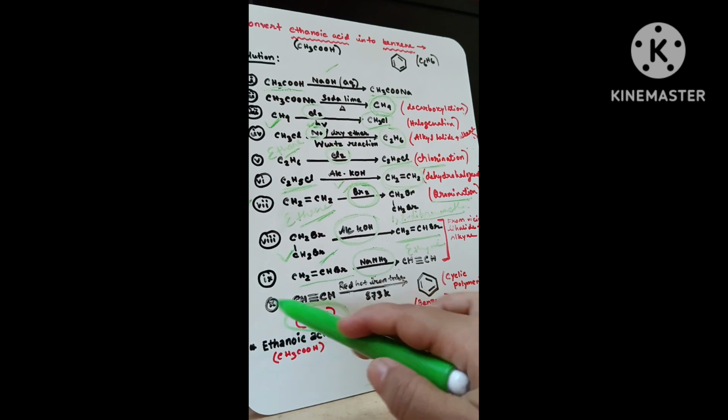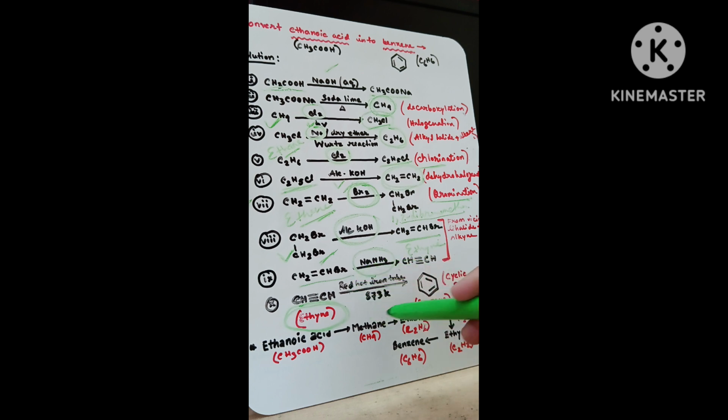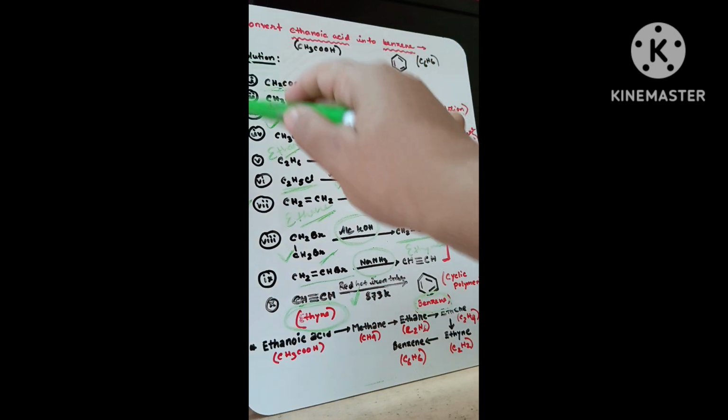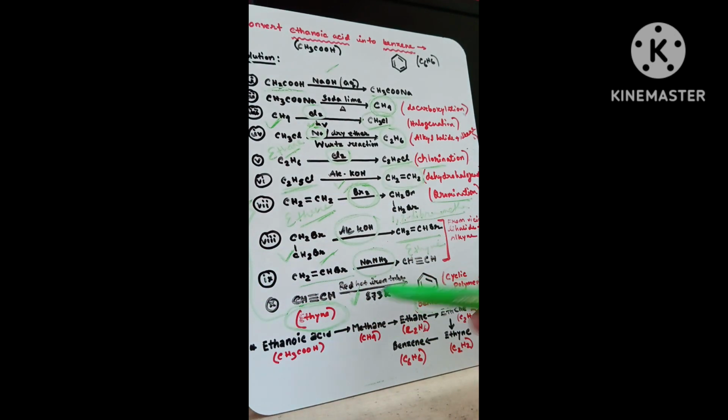is reacting in a red hot iron tube at 873 Kelvin and producing benzene, which is the final product. So after these 9 steps, we are getting benzene from ethanoic acid.